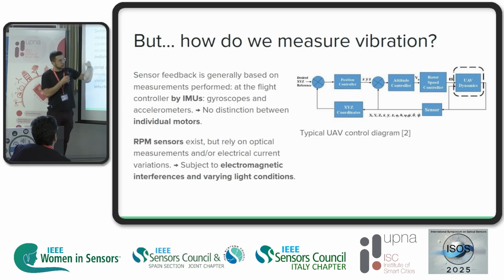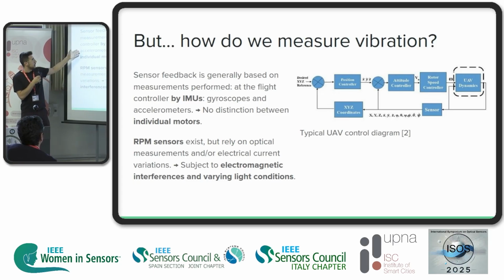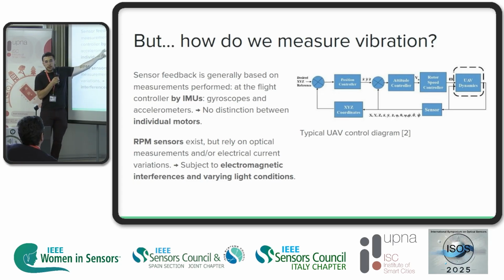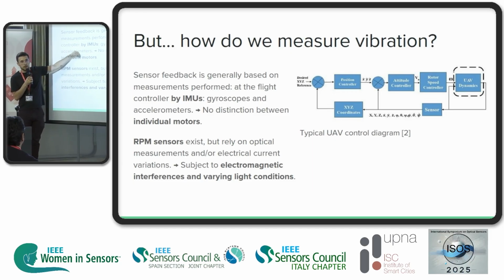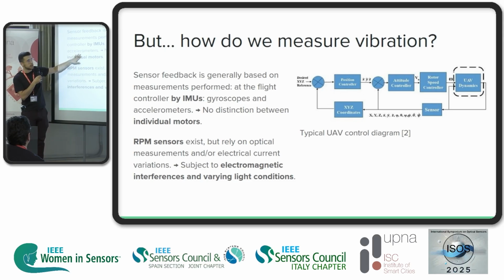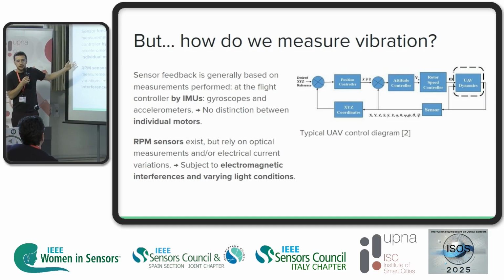How do we measure from those sensors? Well, typically, the flight controller carries an IMU, or multiple IMUs, inertial measurement units, which are equipped with gyroscopes and accelerometers. What's the problem with this? Well, we only have a single IMU mounted on the middle of the aircraft, inside the flight controller, so we cannot get distinction between individual motors. So we just get like the aggregation or the sum of all the vibrations induced by different motors, propellers, and everything.